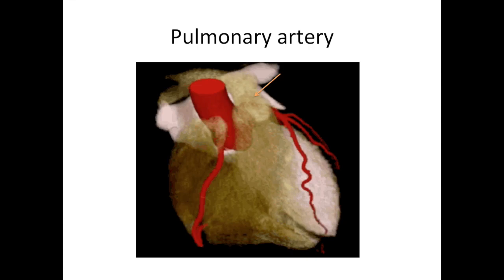So here we've got a nice 3D reconstruction. The bright red bit here, this is the aorta, and you can see here the bright red tubes of the coronary arteries, which we'll come on to at a later date. And going over the front of this, we've got this pulmonary artery.